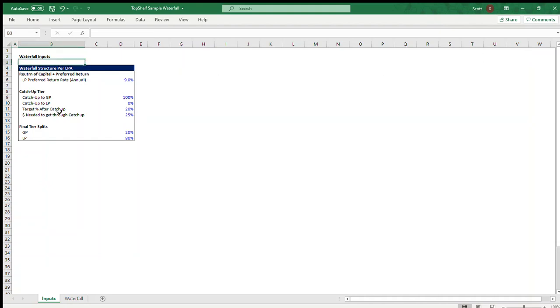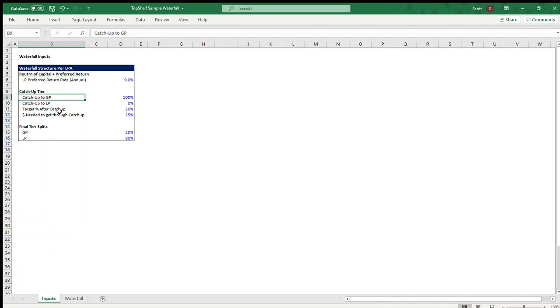To demonstrate this, we're currently in a top shelf sample waterfall model. This is just a simple fund, three-tier style. So this first hurdle that we have is an LP preferred return rate, and right now it's set to 9%. This means that the LPs are going to receive every single dollar of distributions until they've received a 9% annual return on their capital contributions.